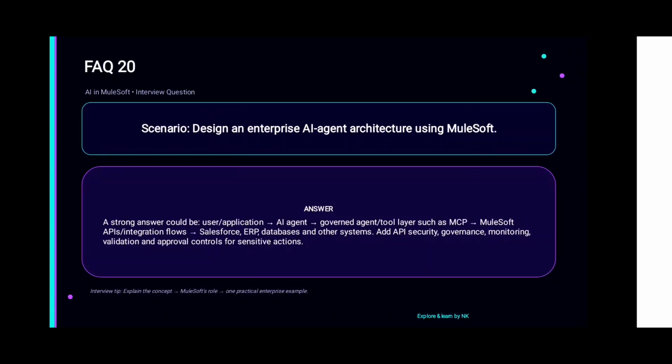So now, design an enterprise AI agent orchestration using MuleSoft. This would be scenario based. A strong answer could be: user applications, then AI agent, then a governed AI agent tool layer such as MCP, then MuleSoft APIs and integration flows, and then Salesforce, ERP or whatever backend system we have, and add API security, governance, monitoring, validation and approval controls for sensitive actions.